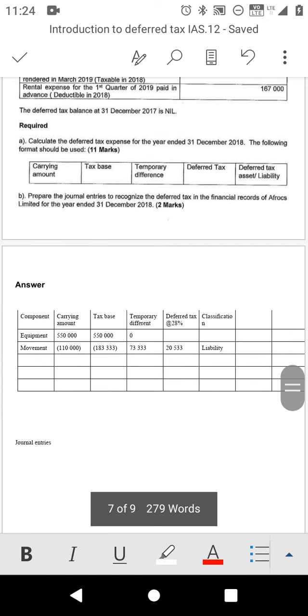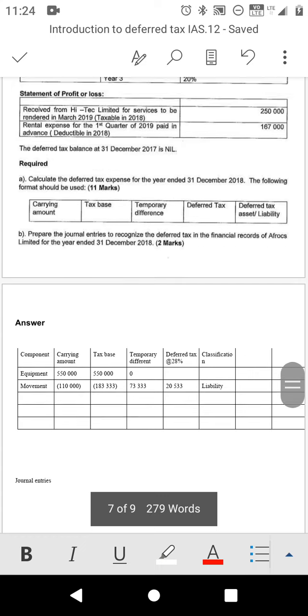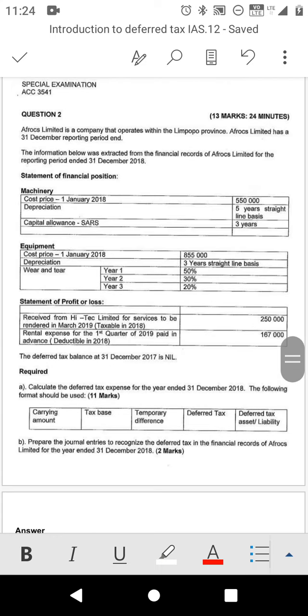All right, now we are done with the component of depreciation. Let's move to equipment. All right, the cost price on 1 January is that amount. Then depreciation is 3 years. Then wear and tear.